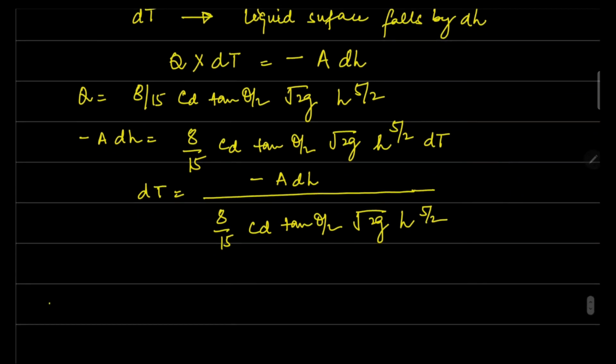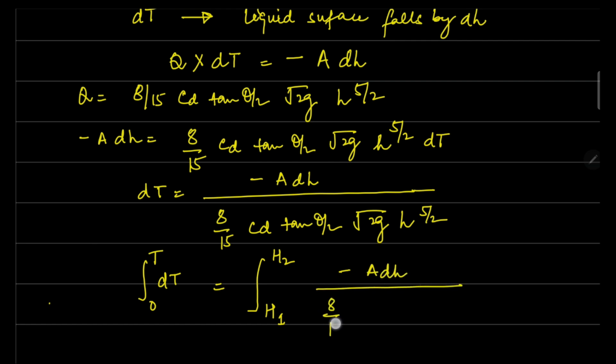So the total time which is required can be obtained just by integrating the above equation. So we can write that dt has the limit of 0 to T, and at the moment of 0, the height of water above the crest was h1. However, at the end of time T, the height of water above the crest is h2, and then minus A into dh divided by 8 by 15 Cd tan theta by 2 under root 2g multiplied by h raised to the power 5 by 2.